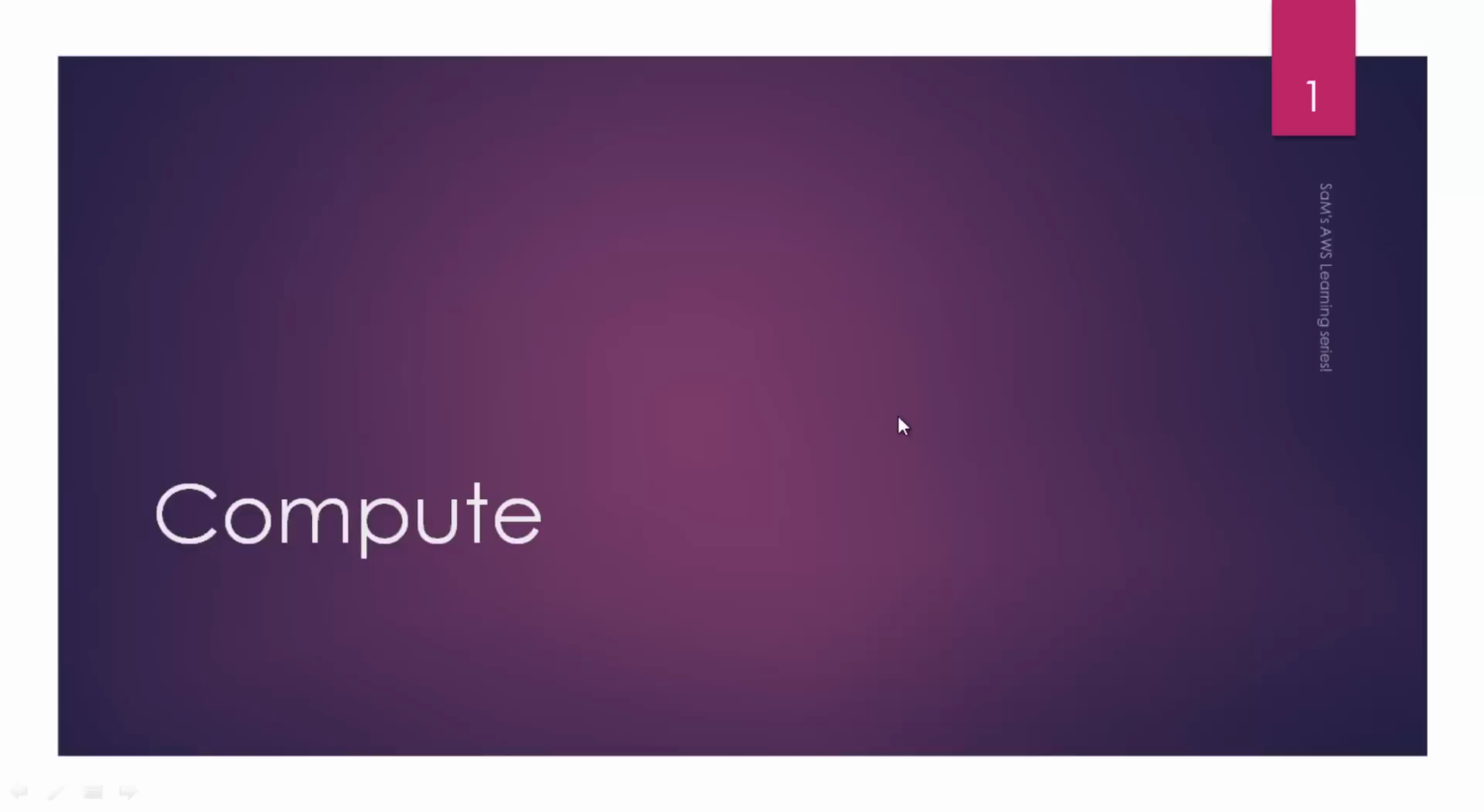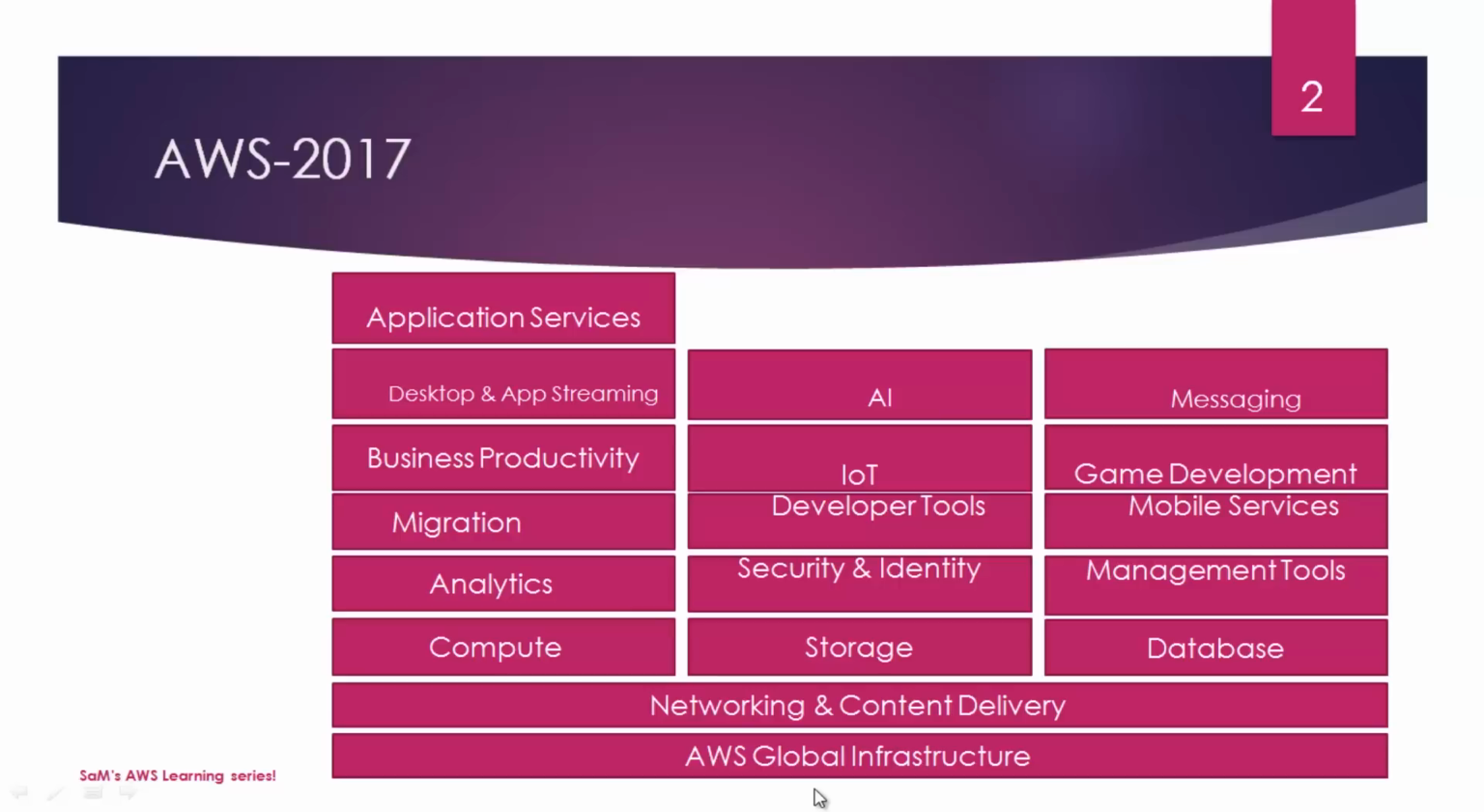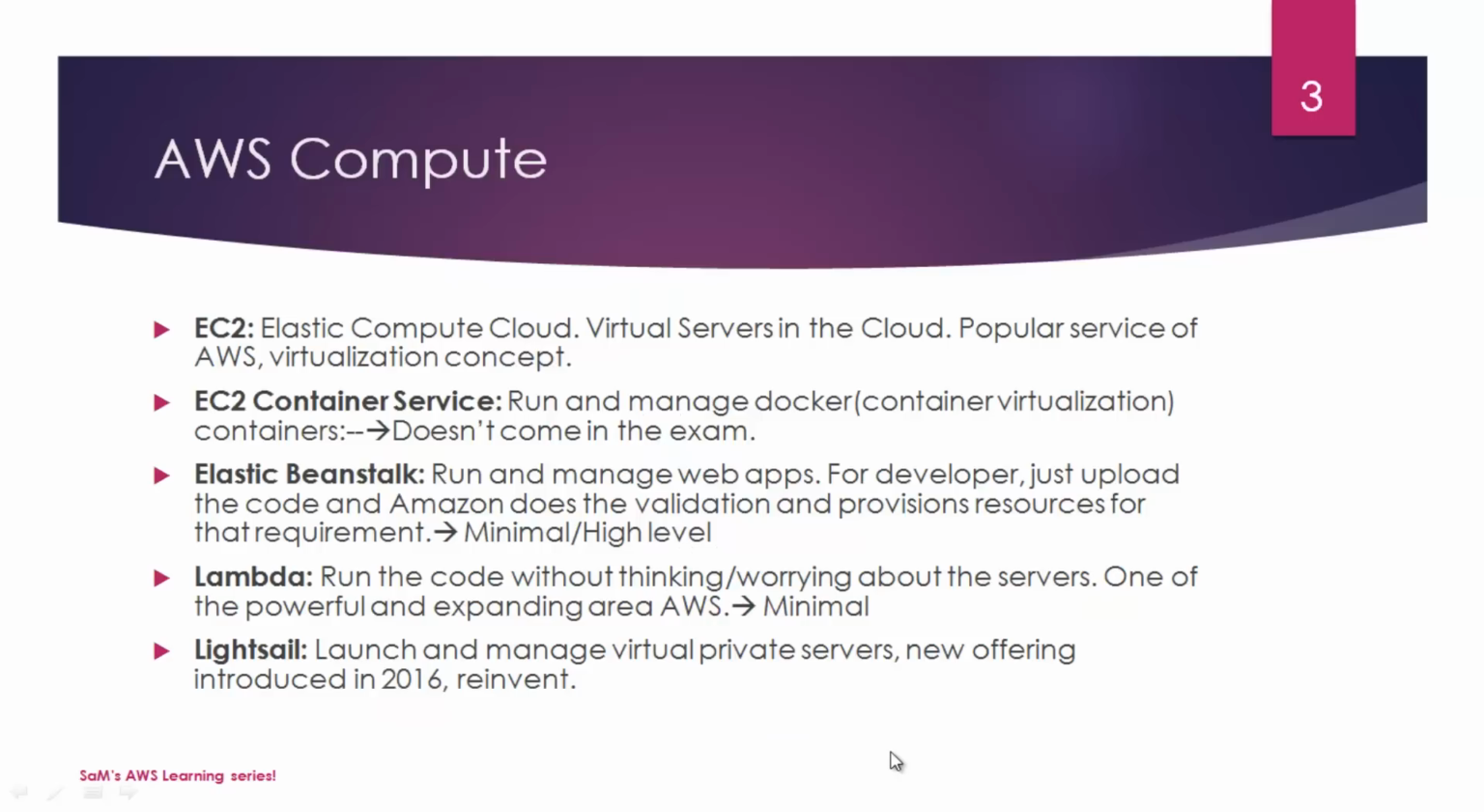Next is AWS Compute service. We have already seen AWS global infrastructure and networking and content delivery. Under AWS Compute, we have 5 different offerings. First one being EC2, followed by EC2 Container Service. We have Elastic Beanstalk. We have Lambda, and the latest addition to this is Lightsail, which was announced at re:Invent 2016, and it is available in AWS. So let's start with EC2.